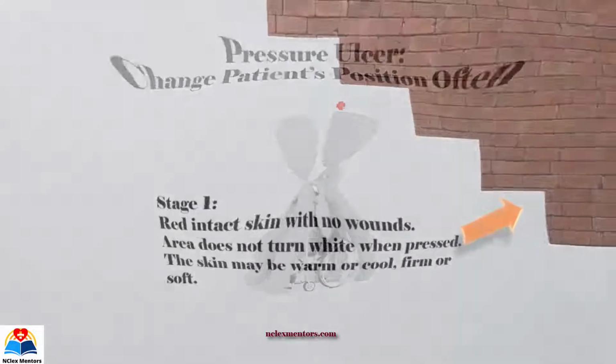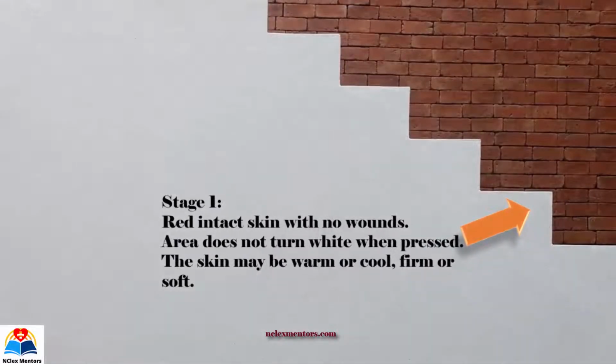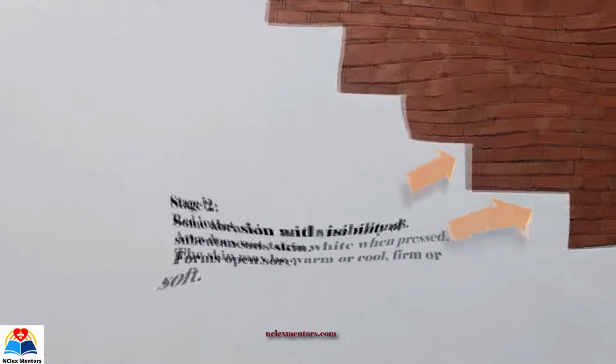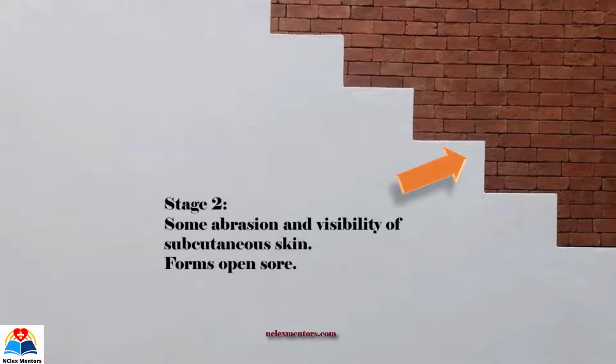There are basically 4 stages of pressure ulcers. In stage 1 there is red intact skin with no wounds. Note that this area does not turn white when pressed. This is a sign that a pressure ulcer may be forming. The skin may be warm or cool, firm or soft. In stage 2, some abrasion and visibility of subcutaneous skin. There is the formation of open sore.